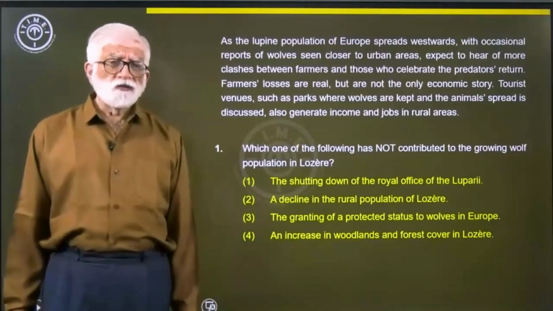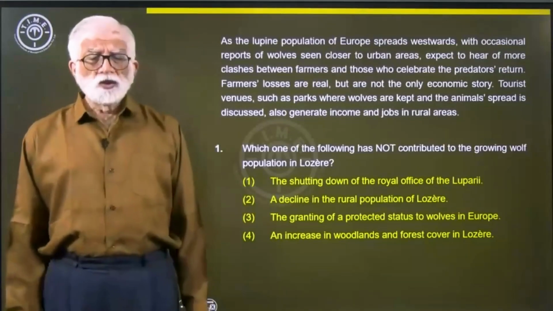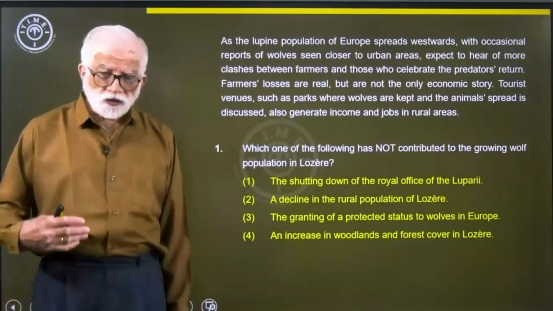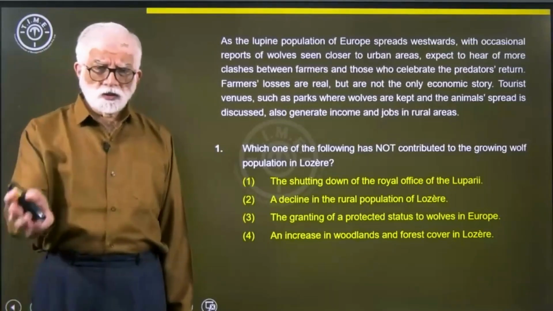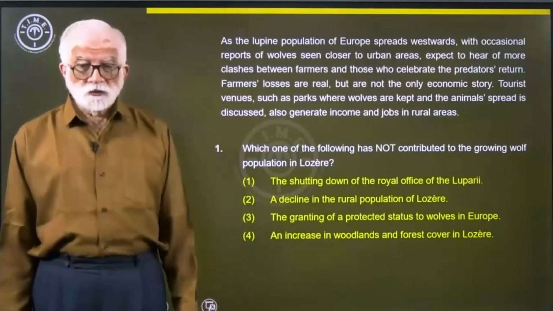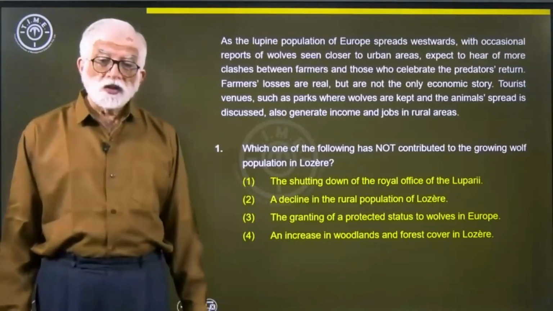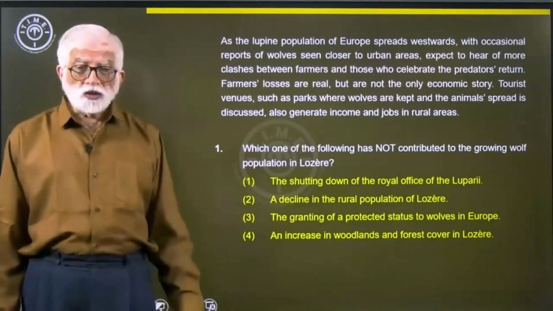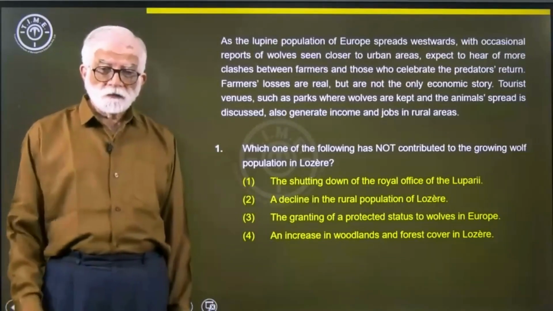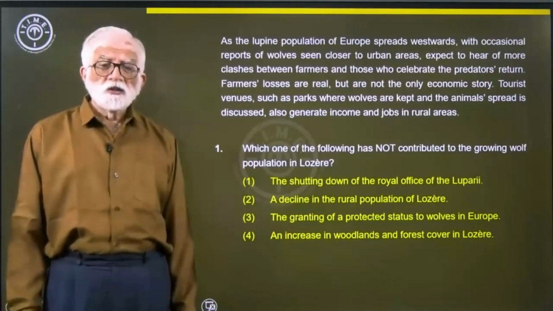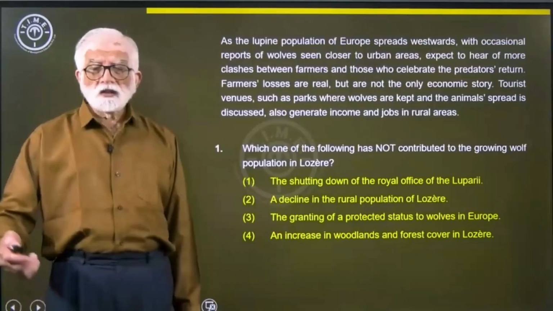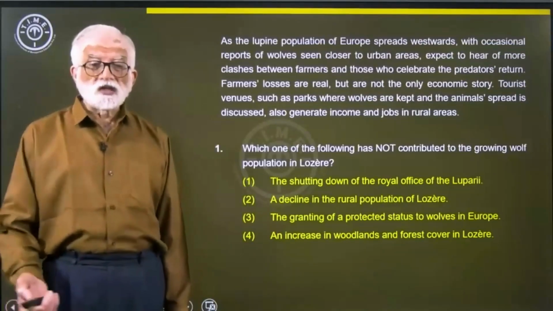As the lupine population, and we know lupine means the wolf family, as the lupine population of Europe spreads westwards, and we know westwards would mean further towards the coast bordering the Atlantic, with occasional reports of wolves seen closer to urban areas, expect to hear more clashes between farmers and those who celebrate the predator's return. So as this happens, you can expect, this is to the reader, isn't it? You can expect that there will be clashes between farmers who don't want the wolves and environmentalists who actually celebrate the fact that wolves are coming back.